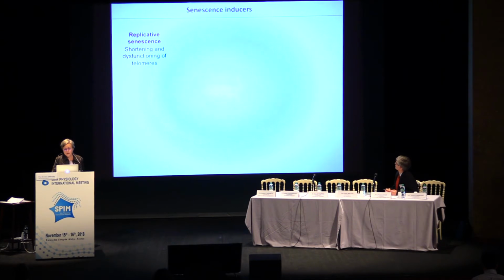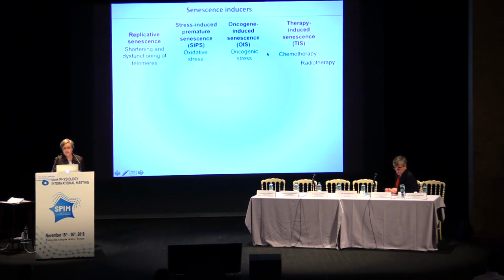So, as Corinne told you, senescence can be induced as a result of shortening and dysfunctioning of telomeres. And now this type of senescence is referred to as replicative senescence. But senescence can also be induced by several stresses: oxidative stress, oncogenic stress, and also stress related to some therapies, including anti-cancer therapy, such as some chemotherapy and radiotherapy.